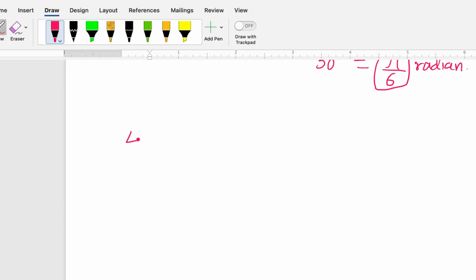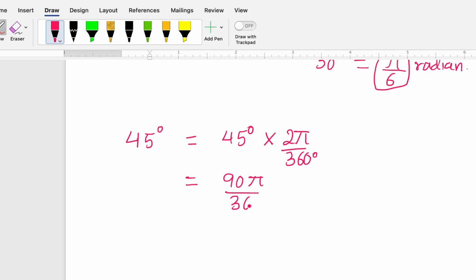Let's say I have 45 degrees, okay? And I have to convert this into radians. Again, what I'm going to do is take my degrees and multiply that by our conversion formula, 2 pi over 360. Okay, 2 pi is a circle, right? Pi equals 180 degrees. And we're dividing that by 360 degrees, the full circle. Again, 45 times 2 is 90 pi. So 90 times pi over 360.